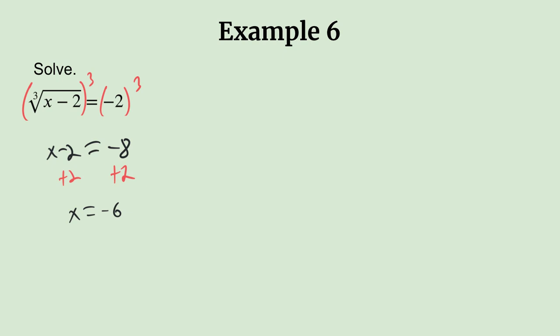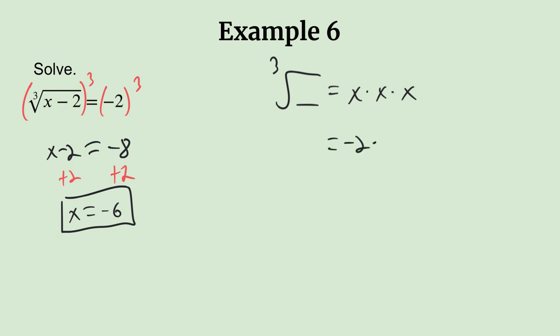Can you not do the cube root of a negative though? Well, so cube root means what number times itself 3 times equals that, right? So you could have -2 times -2 times -2, so it's the same number 3 times.